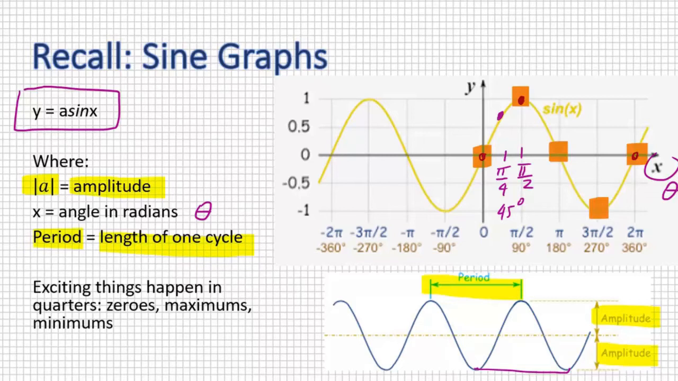At the beginning, the middle, and the end for the sine wave, we have our zeros. We cross the x-axis. 1/4 of the way through the sine wave, we're at a maximum, and 3/4 of the way through the sine wave, we're at a minimum.